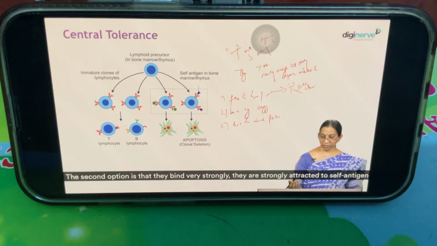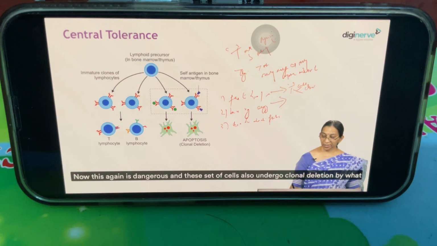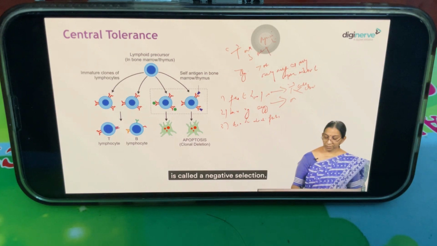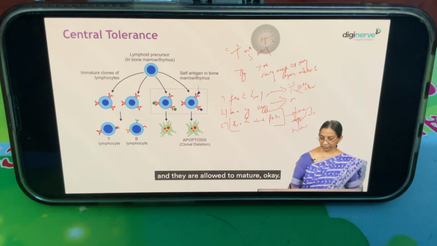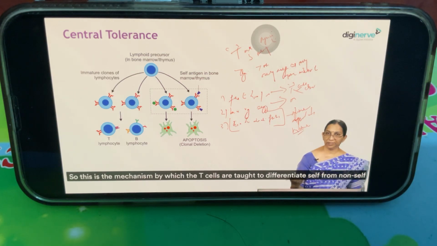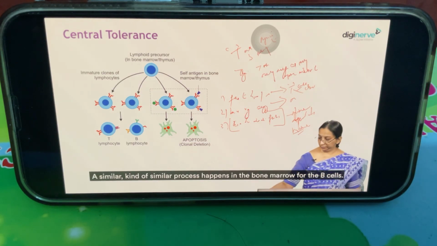The second option is that they bind very strongly. They're strongly attracted to self-antigen MHC complex. Now this again is dangerous, and these set of cells also undergo clonal deletion by what is called a negative selection. But the cells which have a moderate affinity, they are positively selected, differentiate, and they are allowed to mature. Okay, so this is the mechanism by which the T cells are taught to differentiate self from non-self in the thymus. A similar process happens in the bone marrow for the B cells.